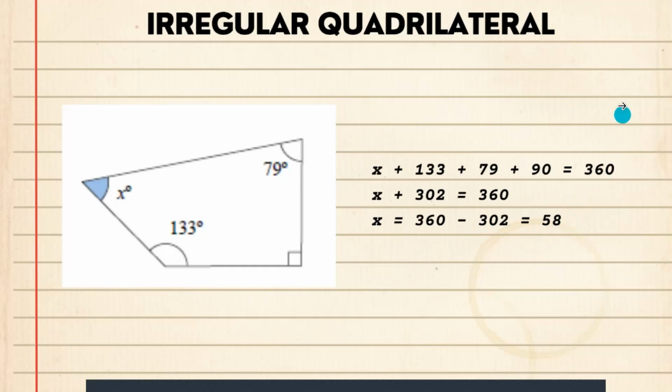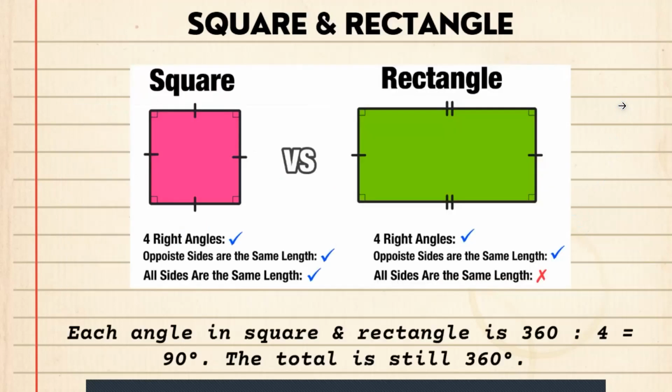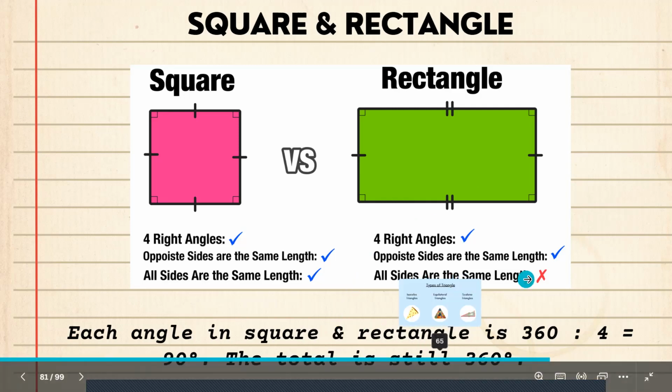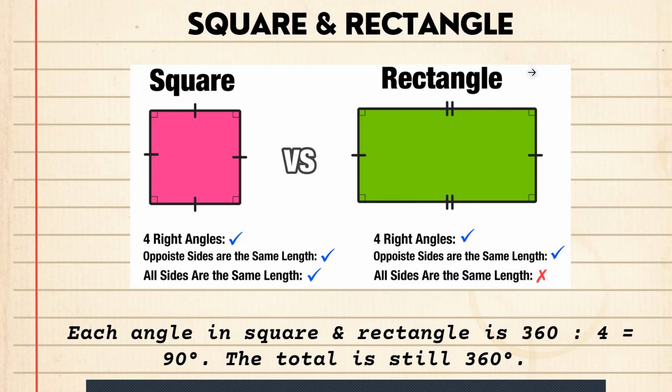Okay, let's go to the next quadrilateral, which is called square and rectangle. Basically, both of them have four right angles. So all of the angles in square and rectangle are right angles, which is 90. The difference is all sides are the same length for the square, but different lengths for the rectangle. Remember, each angle in a square and rectangle is 360 divided by 4, which is 90. And the total is still 360.